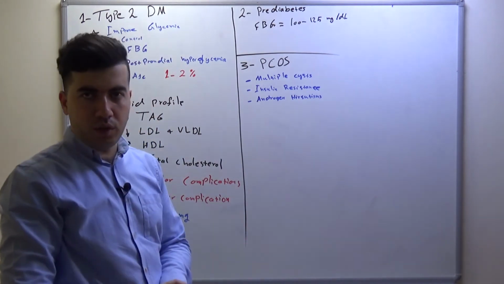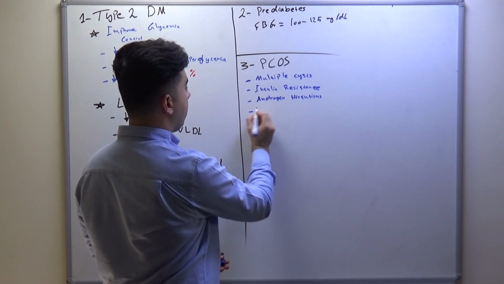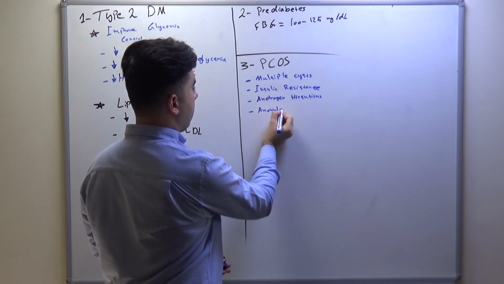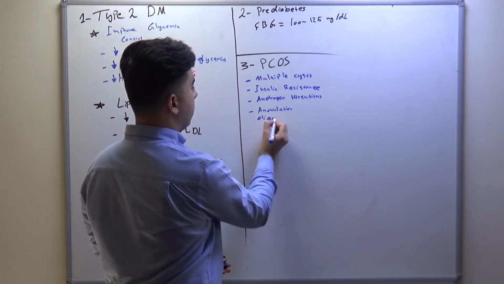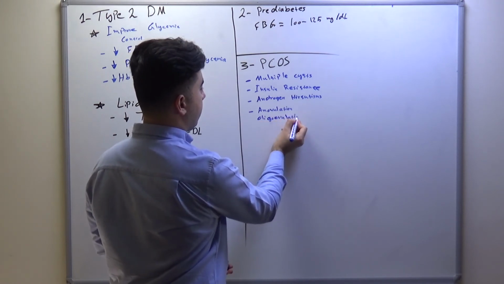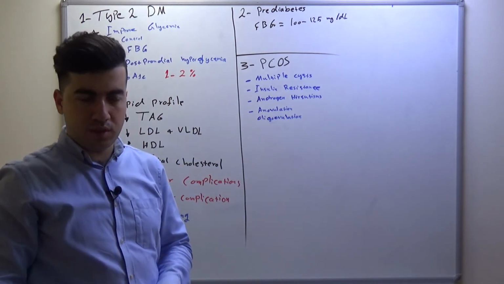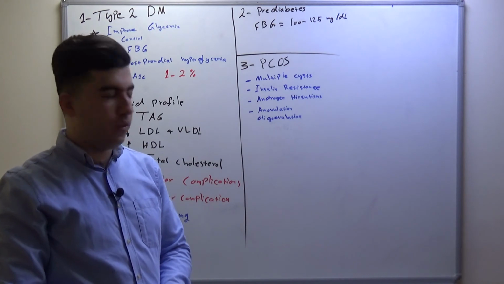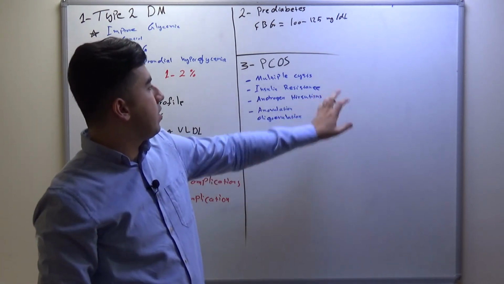And impaired ovulation leads to what? Less chances of conception. Either anovulation or oligoovulation. It means less frequent ovulations. Less frequent ovulations is linked to what? Less chances of conception. So one of the problems in PCOS is insulin resistance.